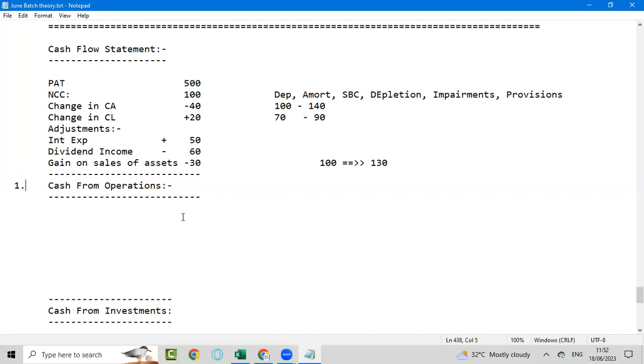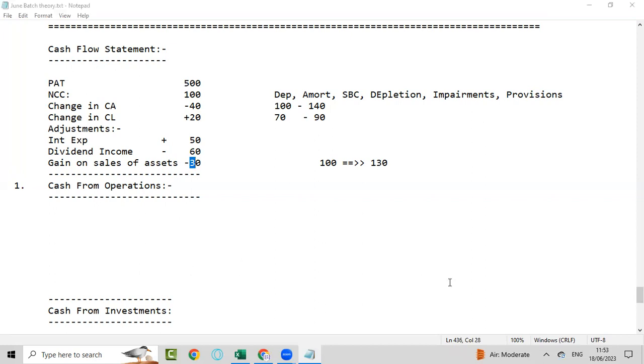Sanskriti, if there is a loss on sale of asset, then in the income statement you will put it as an expense. Okay. In the cash flow statement you will add it back in the operations, and in investment you will deduct it again. Is that clear? Yes, sir. Okay.